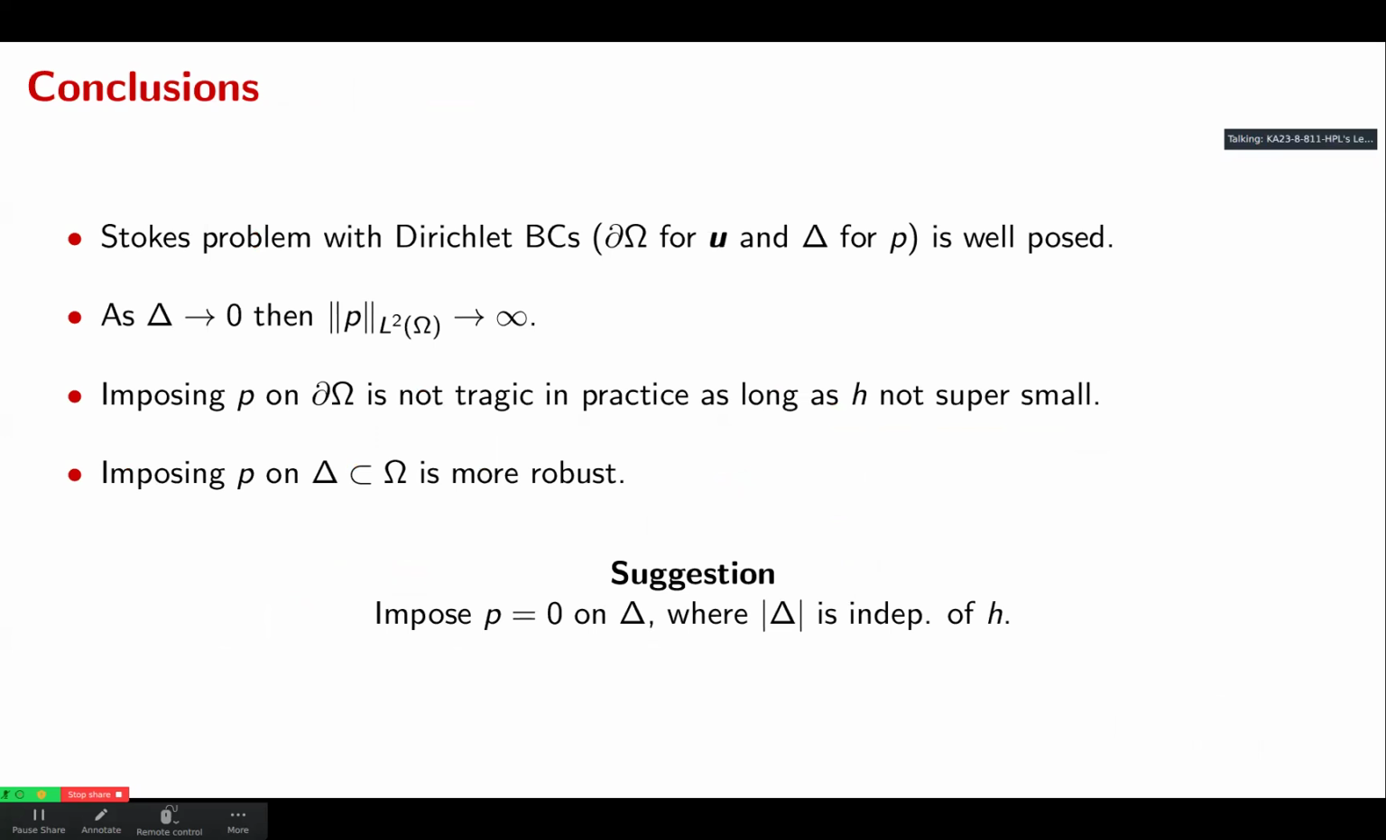To conclude, the Stokes problem with Dirichlet boundary conditions is well posed if you include the delta. I think that this result is not known from before. As delta goes to 0, the norm will blow up, but imposing pressure on d omega is not really tragic in practice as long as h is not super small. However, imposing p on delta, a subset of omega, is far more robust. The suggestion is to impose p on delta, and importantly, where the volume of delta is independent of h.